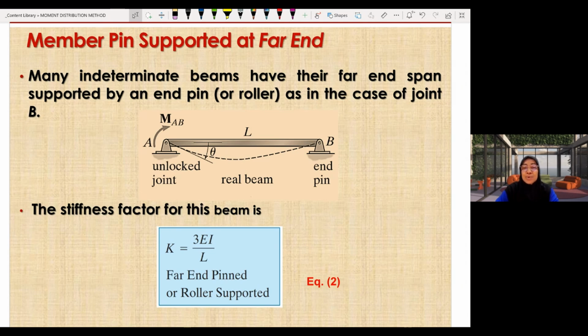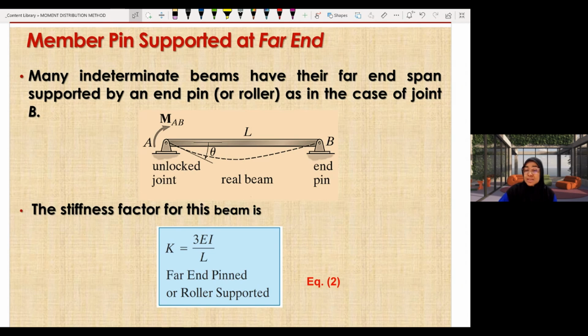And again, why do we call it far end? Because we have to consider one member, for example member ABCD. The ends are A and D, and the other points are internal. So far end means the first point and the last point: A is a far end, D is a far end. So for far end pin, far end roller, we use 3EI over L.